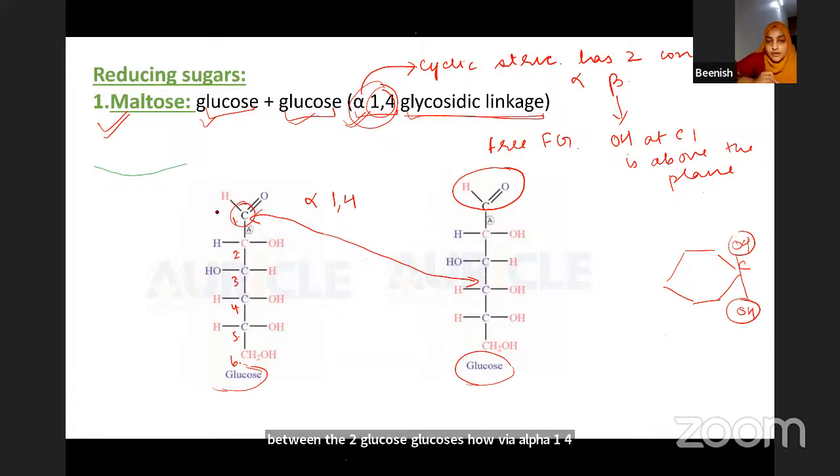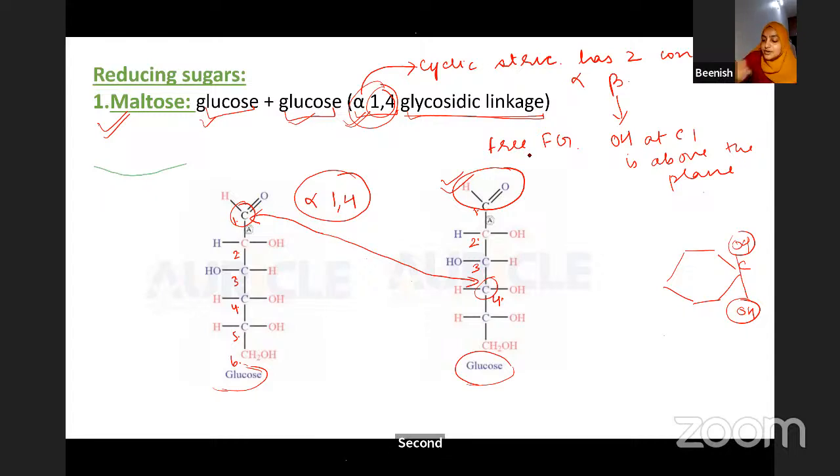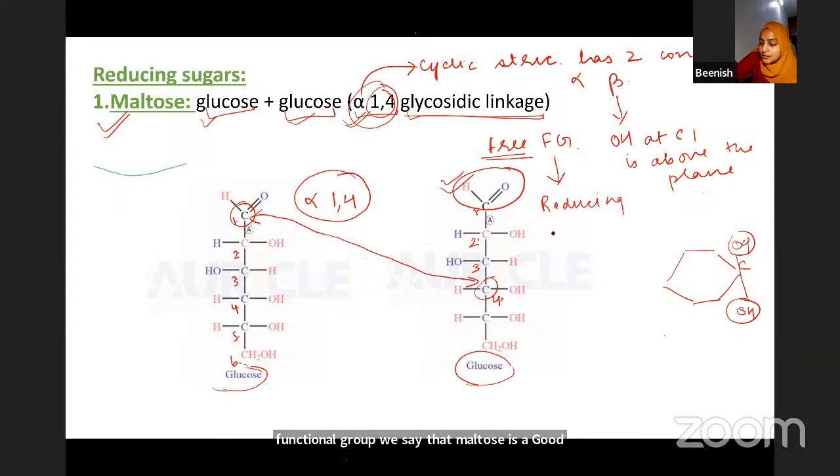So carbon 1 of one glucose monosaccharide is involved in a glycosidic bond with carbon 4 of the other, forming an alpha 1,4 glycosidic linkage. And here you can see the aldehyde group of the second glucose monosaccharide is free. So this is the free functional group, and since there is a free functional group, we say that maltose is a reducing disaccharide.